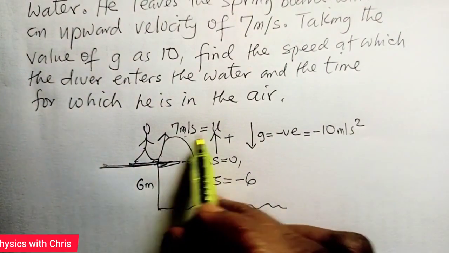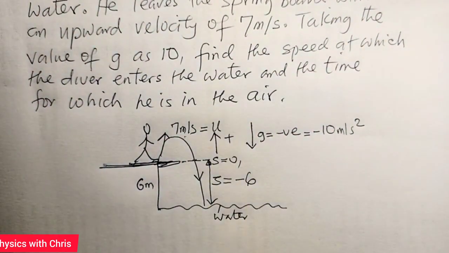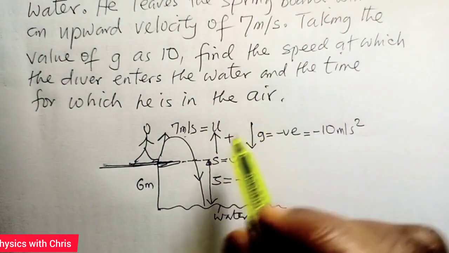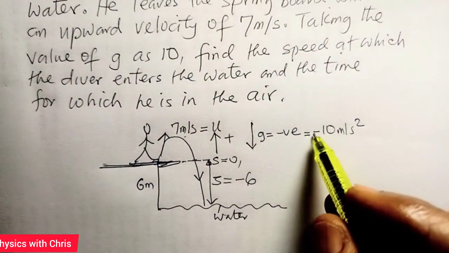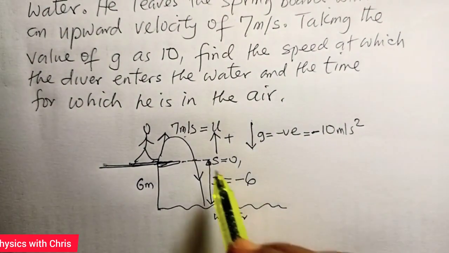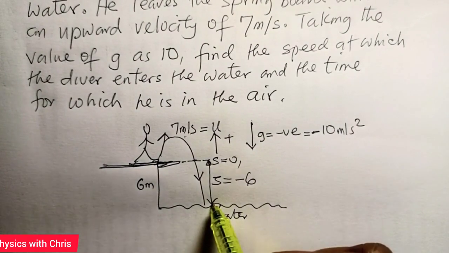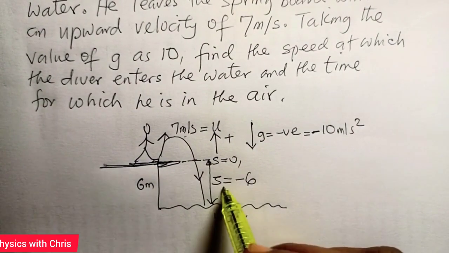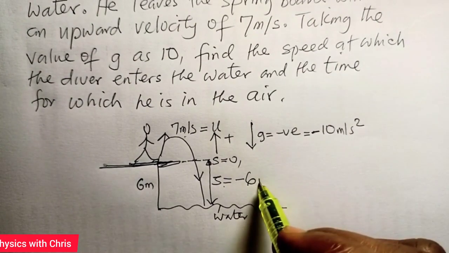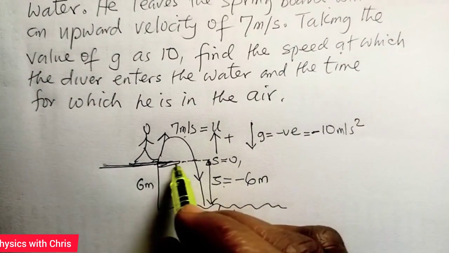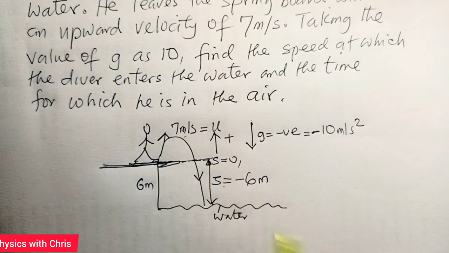So my u is acting in the upward direction, and that is 7 meters per second. The value of g, since I've taken this direction as upward, g acts downwards. So that's why it has a negative. The displacement when the diver enters the water, we'll take that as minus 6 meters because it's below the level from which he projected himself.